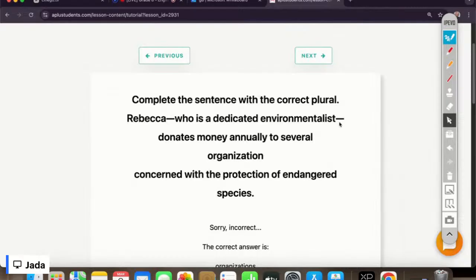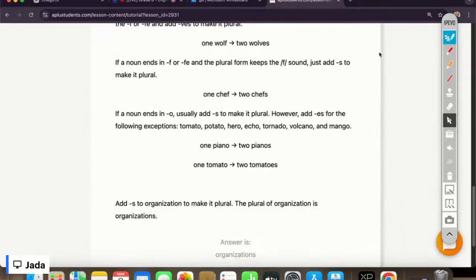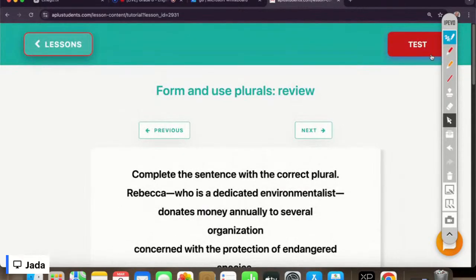Alright, complete the sentence with the correct plural. Rebecca, who is a dedicated environmentalist, donates money annually to several organizations concerned with the protection of endangered species. So what do we have here? Organizations with s. Okay.